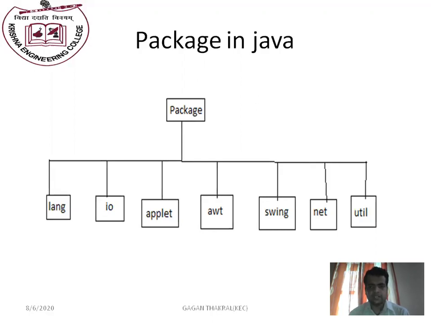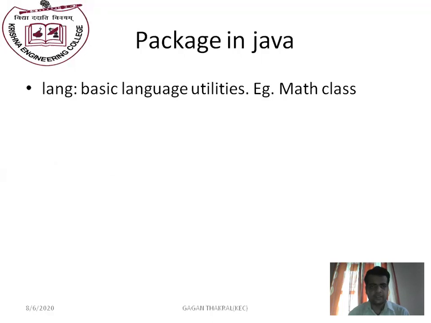The net package contains predefined classes for networking. Examples are the socket and server socket classes. The util package contains Java utility classes. For example, the scanner class is predefined in the util package.